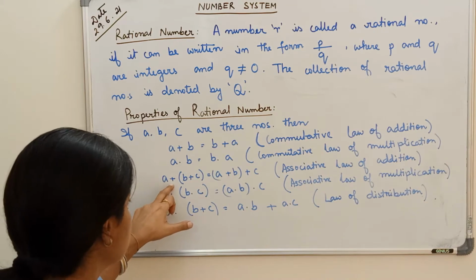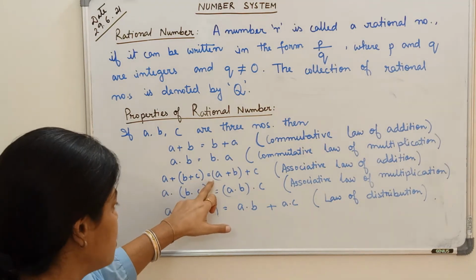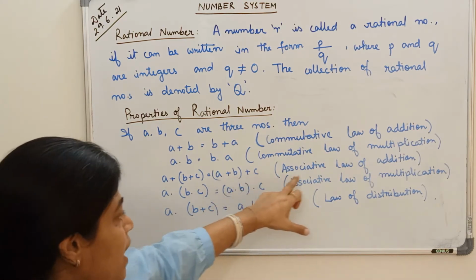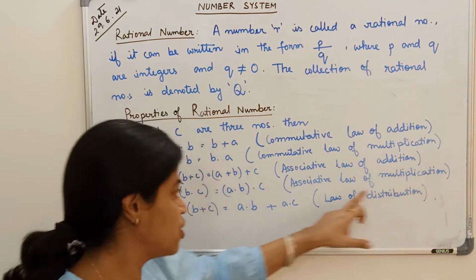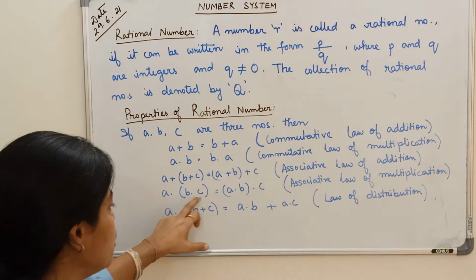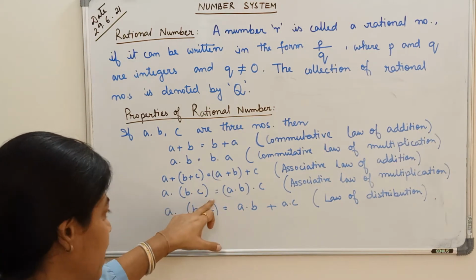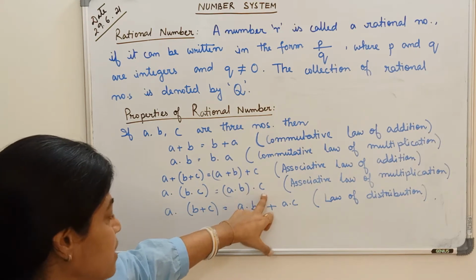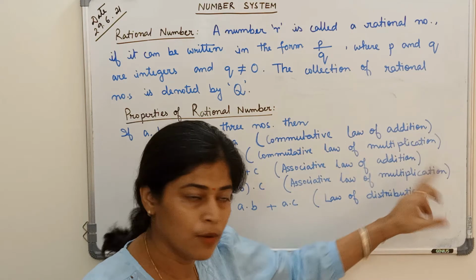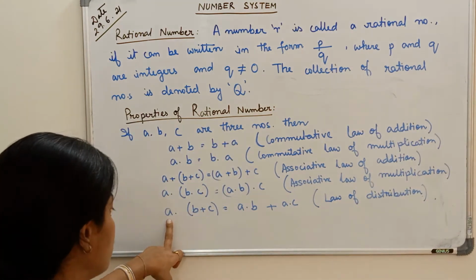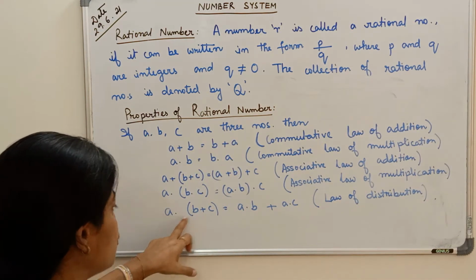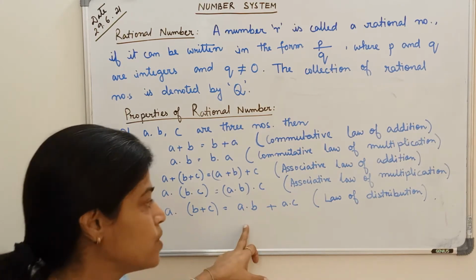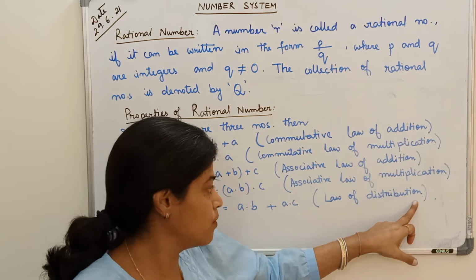Now A plus within bracket B plus C is equal to A plus B within bracket plus C. This is called associative law of addition. And A into B into C within bracket is equal to A into B within bracket into C. This is called associative law of multiplication. And distributive law, what is that? A into B plus C can be written as A into B plus A into C. This is called distributive law.